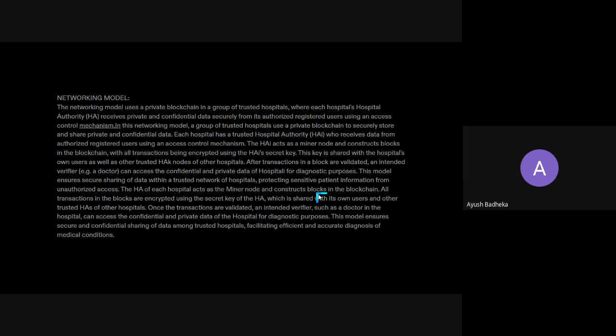The hospital authority of each hospital acts as a miner node and constructs blocks in the blockchain. So once the transactions are validated, intended verifiers such as the doctor in the hospital can access the confidential and private data of the hospital for diagnostic purposes of a particular patient sitting at a remote location or maybe far away from the hospital. This model ensures secure and confidential sharing of data among trusted hospitals, facilitating efficient and accurate diagnosis and medical care. Fast, quick, and early to detect.